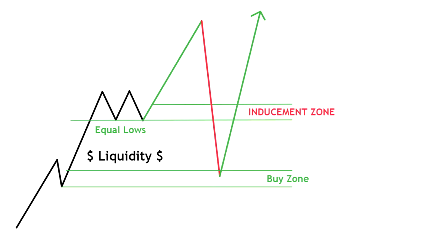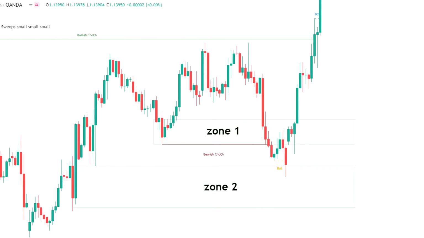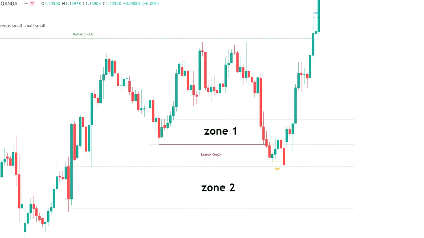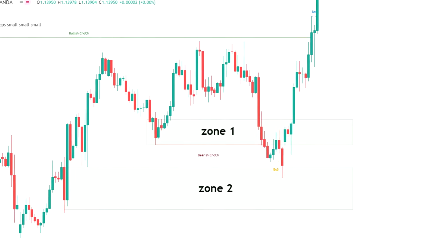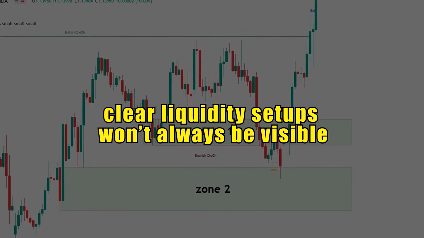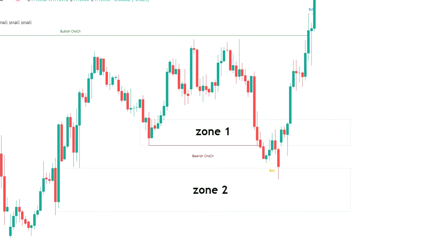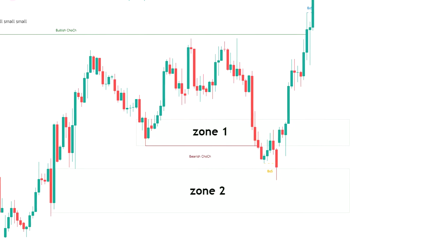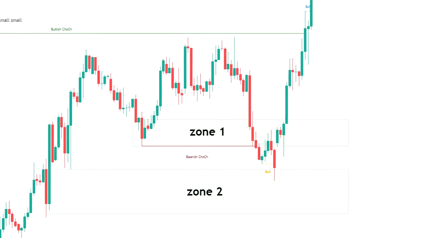So, when you see liquidity sitting just beneath the first zone and above the second, it's a strong sign that the market is likely to break through the first area and fill the second before moving in your direction. In such cases, Zone 2 becomes the smarter, more reliable area to enter your trade. Sometimes, identifying inducement zones isn't as straightforward. Clear liquidity setups won't always be visible. In many cases, both potential zones may appear valid, which can make the decision more challenging.